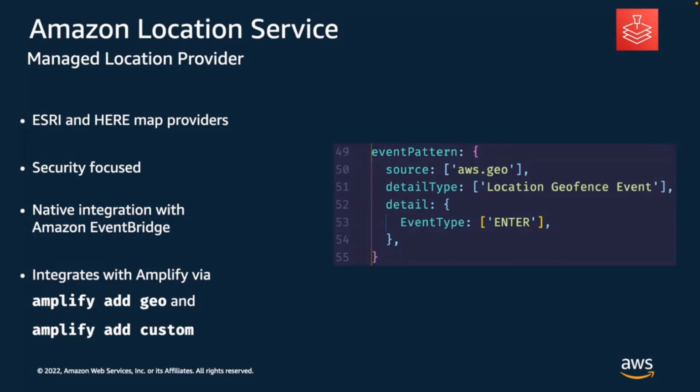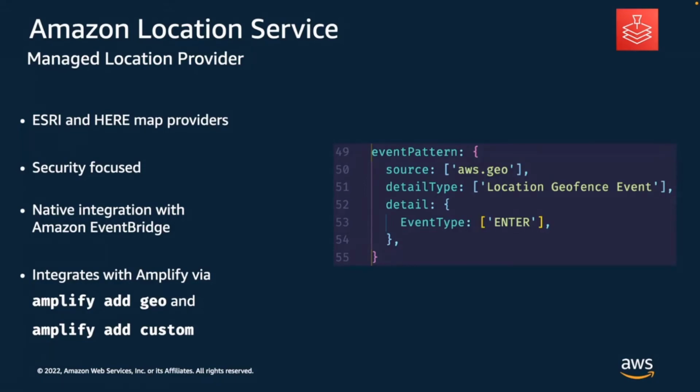Now, the really nice thing about having a location service is that it integrates seamlessly within our existing ecosystem. So locations can be evaluated and sent to Amazon EventBridge. In addition from that, it ties in very well with Amplify, with custom commands like Amplify add geo, and added CDK functionality with Amplify add custom, which we'll take a look at in just a moment. Now, I mentioned it ties in with Amazon EventBridge.